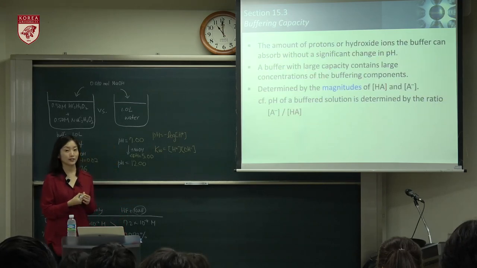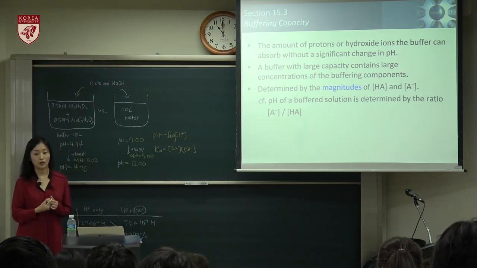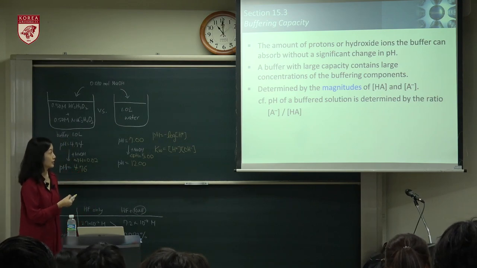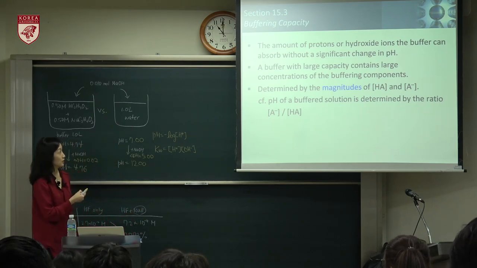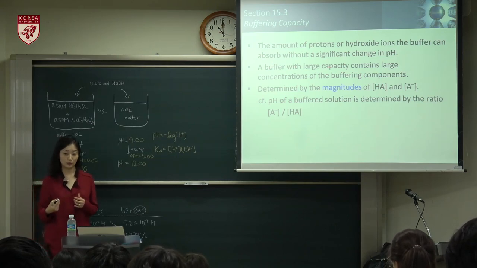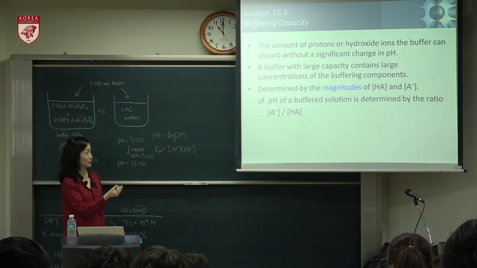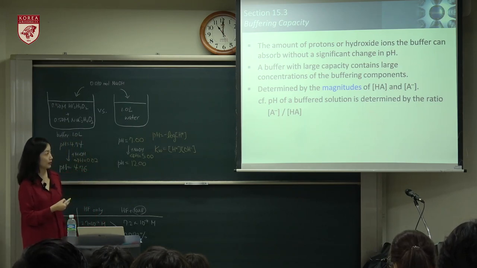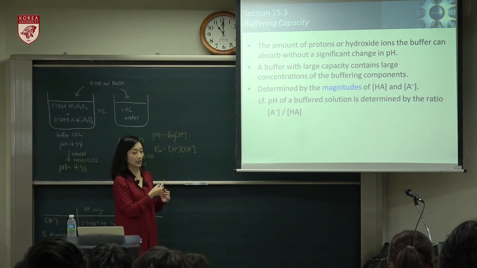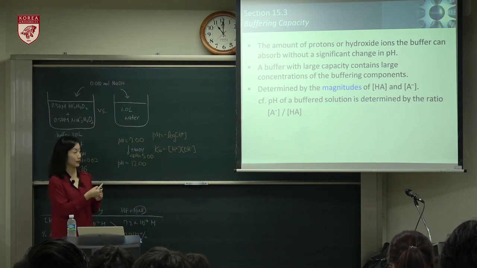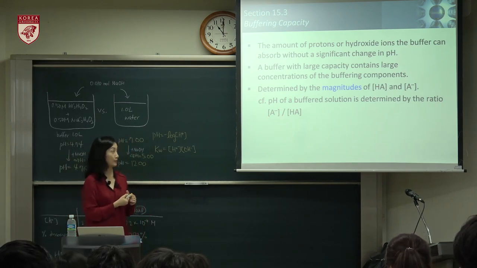Then what is buffering capacity? Buffering capacity is the amount of protons or hydroxides the buffer can absorb without changing the pH significantly. A buffer with large capacity contains large concentrations of the buffering components, the conjugate acid base pair. The buffering capacity is determined by the magnitudes of the HA concentration and the A minus concentration, whereas the pH of a buffer solution is determined by the ratio of the concentration of A minus to the concentration of HA.